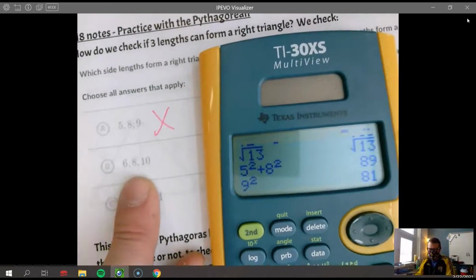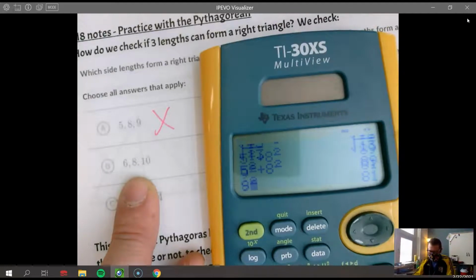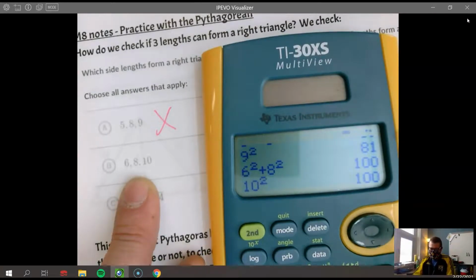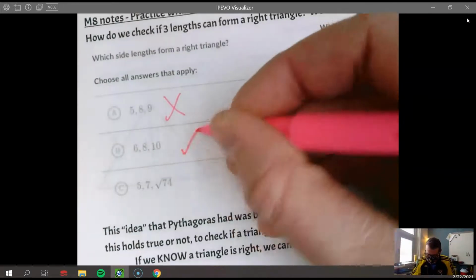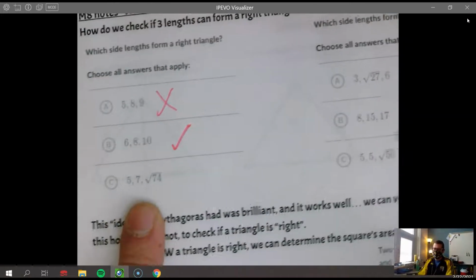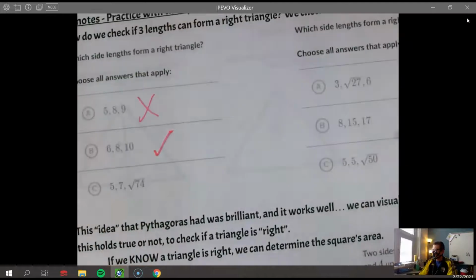So to check 6, 8, 10, and I know this one is, but I go 6 squared plus 8 squared. Is it equal to 10 squared? It is! Yay! Check the next 4 on your own. Check the 5, 7, radical 74, and the rest of these.